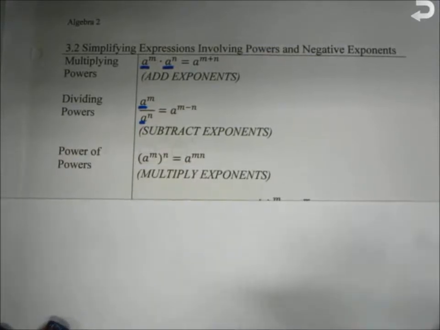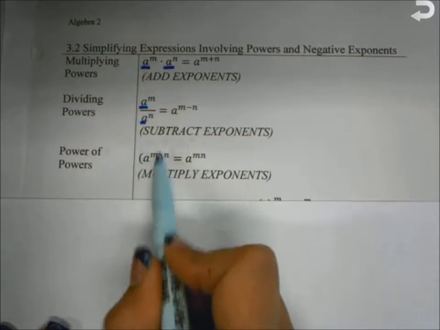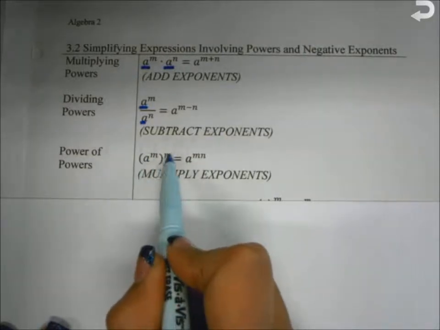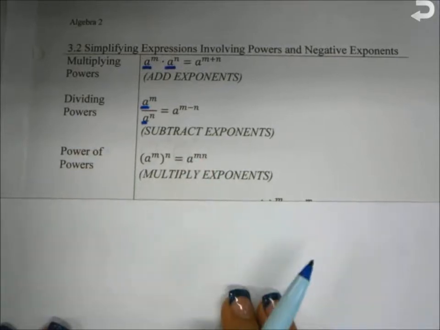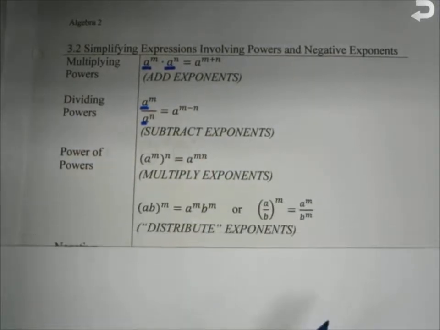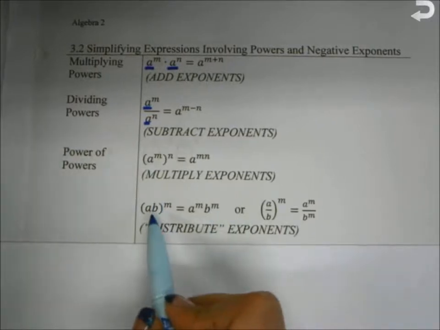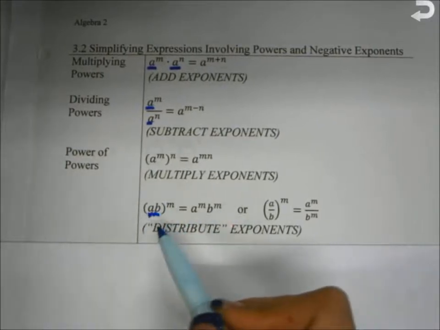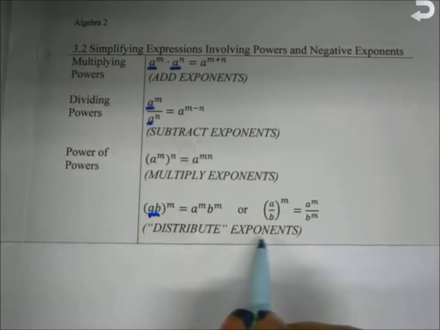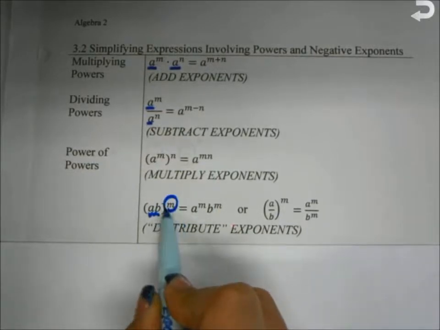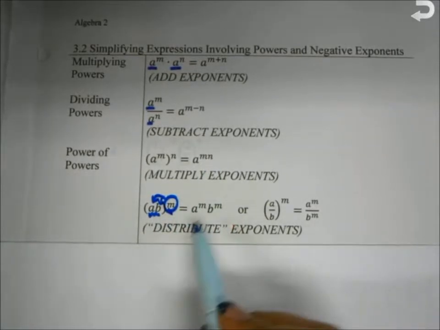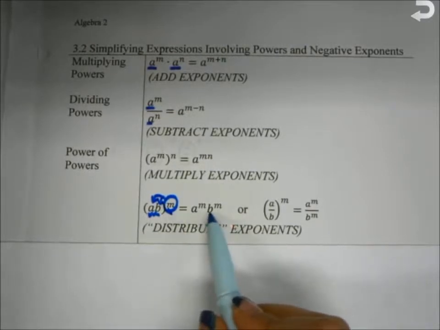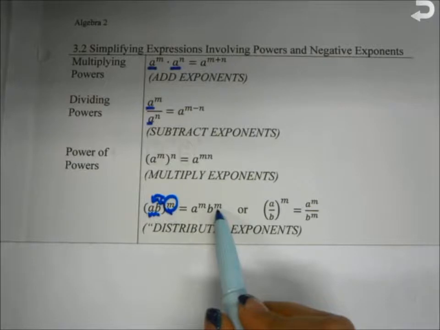If we have a power that is raised to an exponent, so in parentheses, and then the exponent on the outside of the parentheses, we multiply the two exponents together, and that creates our new exponent. But if we have something similar to this, where two numbers are already being multiplied inside the parentheses, what we do is very similar to the distributive property. We take that exponent and we distribute it to each term inside the parentheses. So now, in this case, each different base is being raised to the exponent.